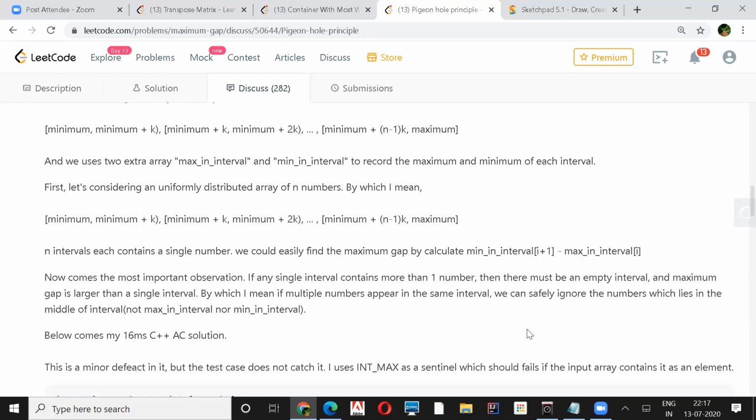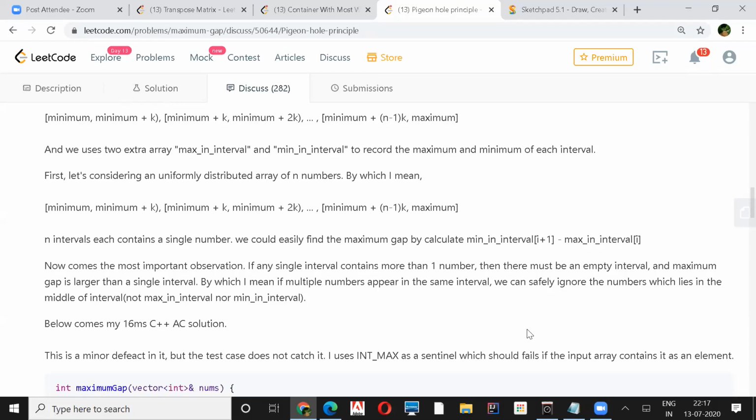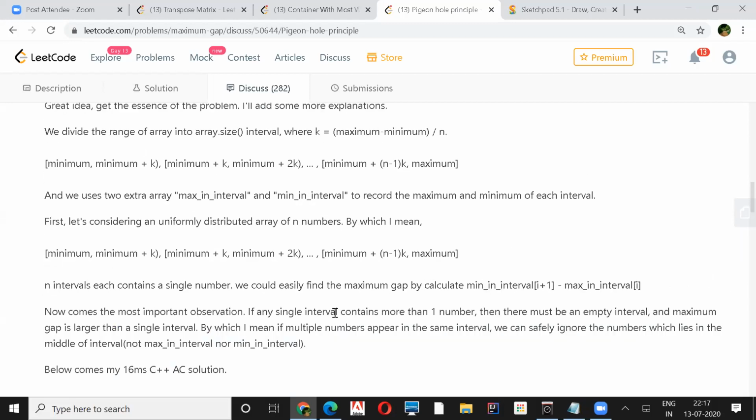K is what? The range size of the bucket length you can consider. Here he's giving that minimum plus k, right? Yeah. The bucket length. Yeah, k the size of the bucket. And the maximum gap is larger than the single interval. Yeah, that makes sense. So if multiple numbers appear in the same interval, you can simply ignore the number which lies in the middle of the interval. Yeah. The gap increases by k, so they are not taking it. Yeah. So if we just follow now, it will work.